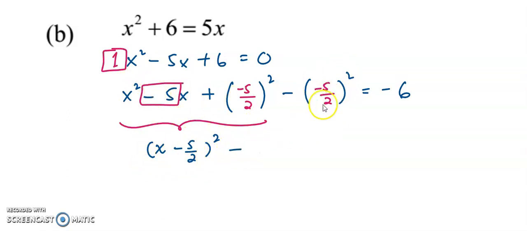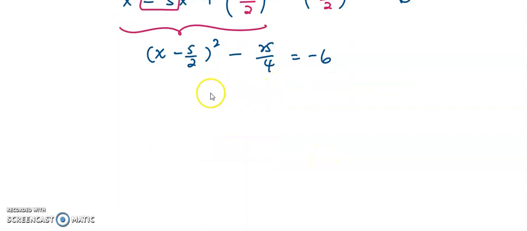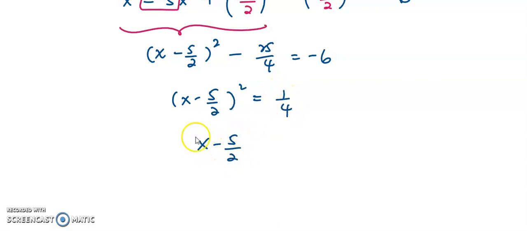Okay, and now simplify this, you got 25 over 4 equals to negative 6. So now I will add a positive 25 over 4 at both sides. What I have here is this: negative 6 plus 25 over 4, you have 1 over 4.